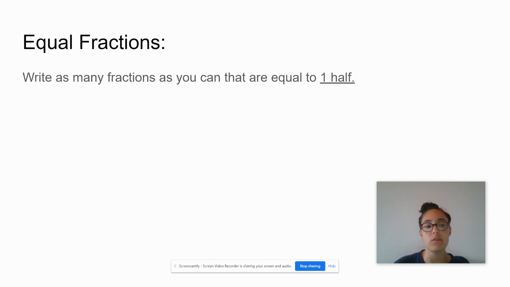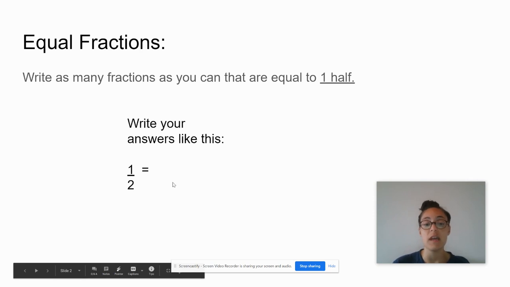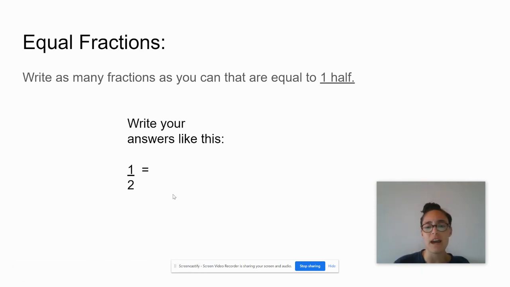So let's get started. I want you to take a moment and write as many fractions as you can that are equal to 1/2. So you could write your answer like this. So take a moment and I want you to pause the video, write as many fractions that are equal to 1/2 that you know. Think about our trick that we did yesterday and how we can add on to what we know and how we can make equal fractions.